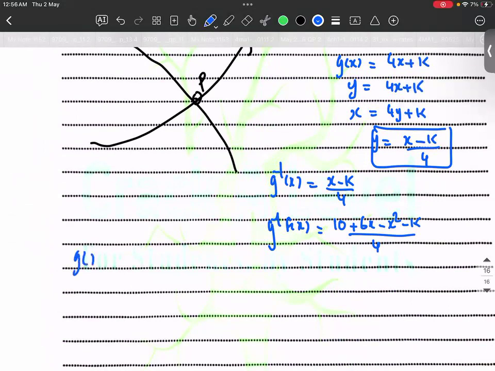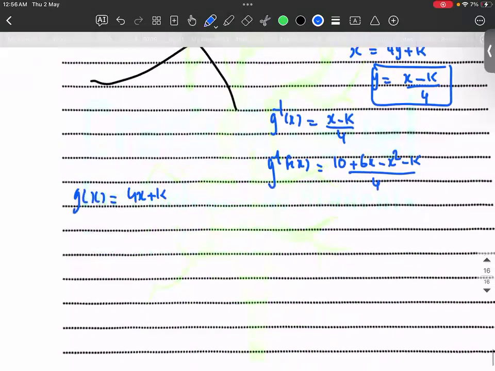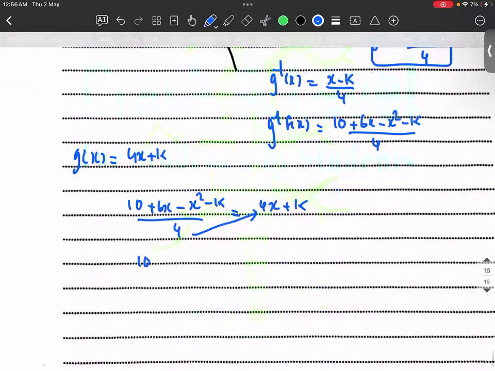Then what is g of x basically? g of x is 4x plus k. And now they're saying that g inverse of f of x and g of x are intersecting. Intersecting means we can equate both equations together, correct? So (10 plus 6x minus x square minus k) by 4, that is g inverse of f of x, we equate to g of x, that is 4x plus k. So now cross multiply it. What happens? 10 plus 6x minus x square minus k is 16x plus 4k.